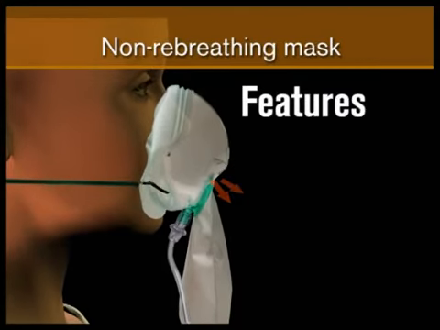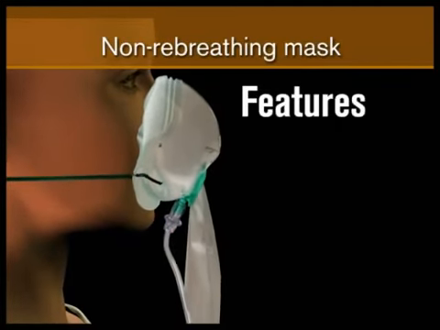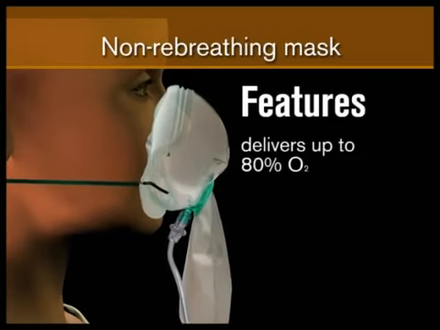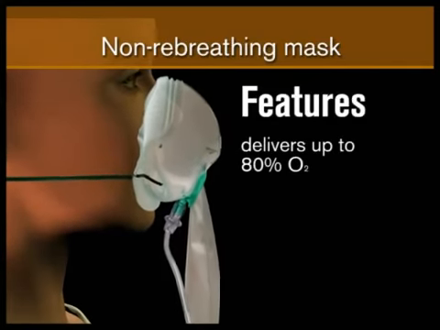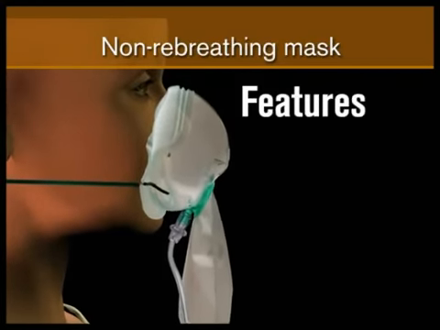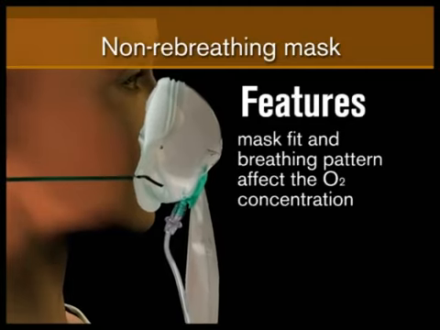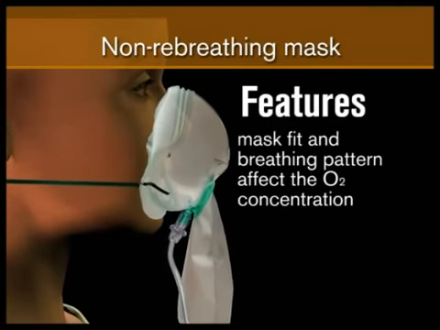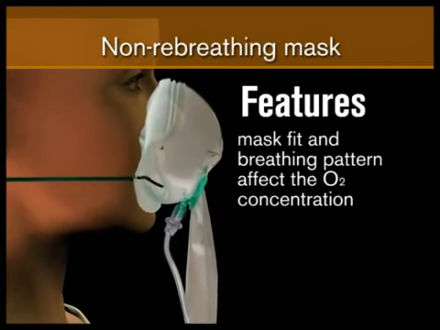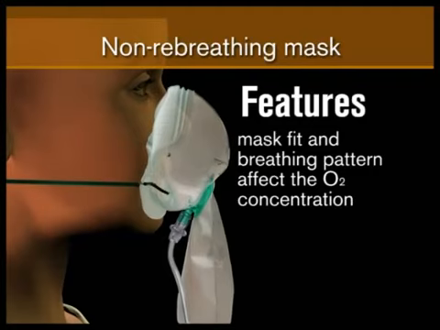As the Eco High Concentration mask has a much improved fit, 2 safety valves are included. These allow the patient to breathe room air if the oxygen supply should fail. In reality, this type of mask delivers up to 80% oxygen with flows between 10 and 15 litres per minute. The fit of the mask and the patient's breathing pattern affect the amount of room air entrained and the oxygen concentration delivered.